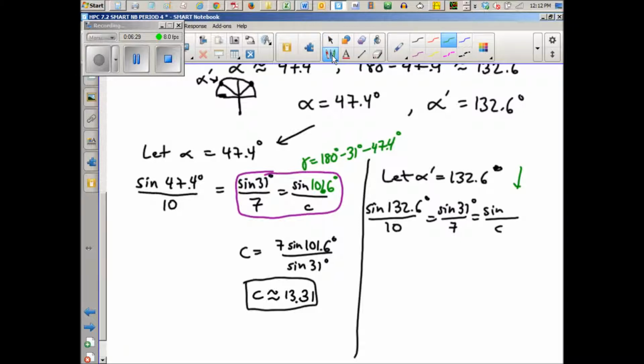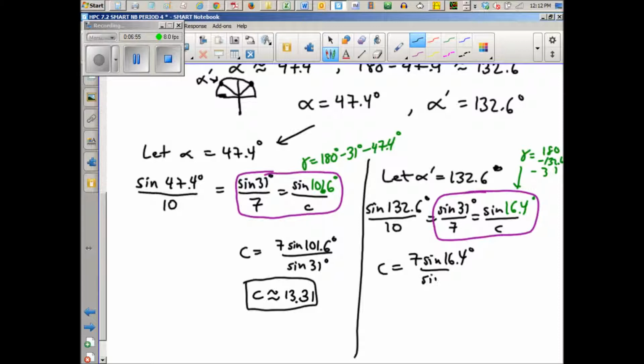That bell seems a bit early to me, but 180 minus 132.6 minus 31 is 16.4 degrees, and then we could take this and cross multiply it to get C. So C is 7 sine 16.4 over sine 31. And that comes out to be 3.84. Yeah, 3.84. We'll call it C prime.